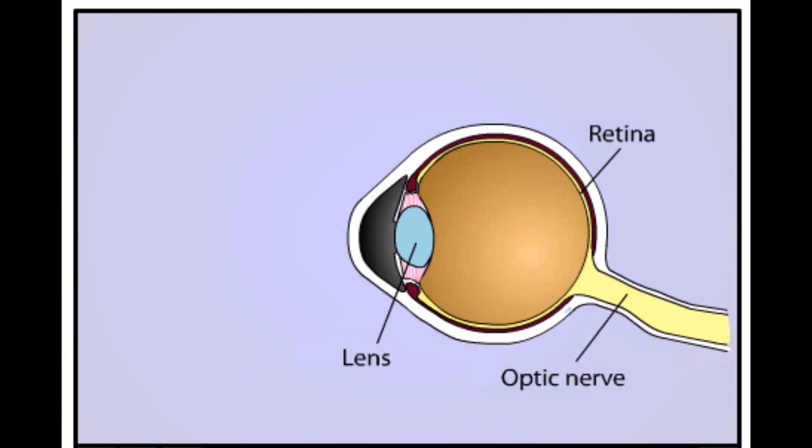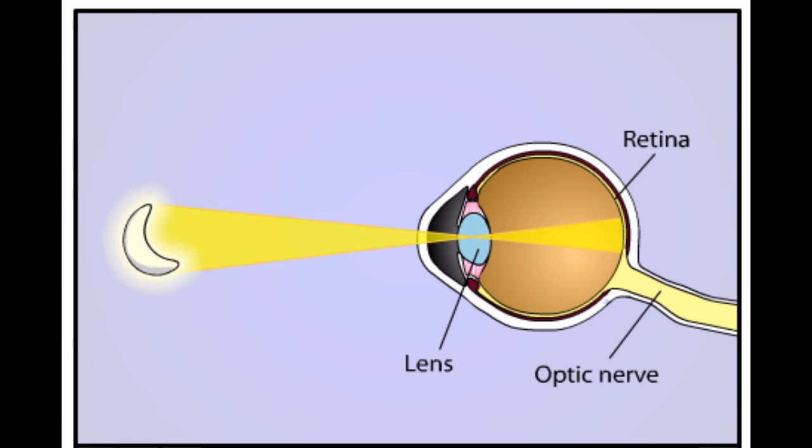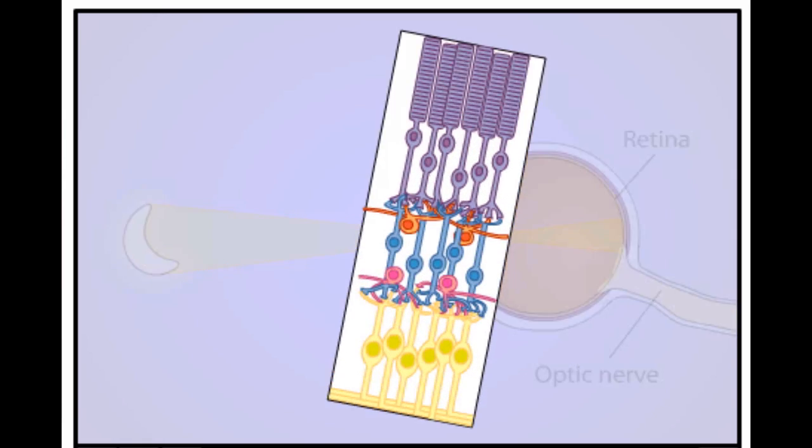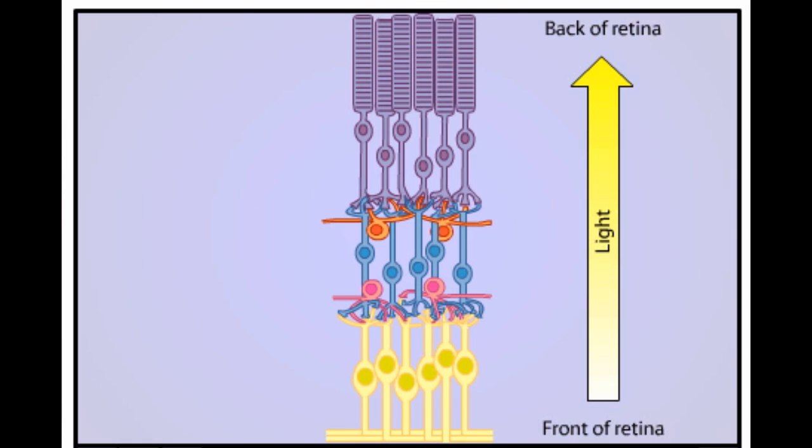Visual processing begins in the retina, the receptive surface inside the back of the eye. Light enters the eye, passes through the layers of cells in the retina before reaching the photoreceptors, which are located at the back of the retina.